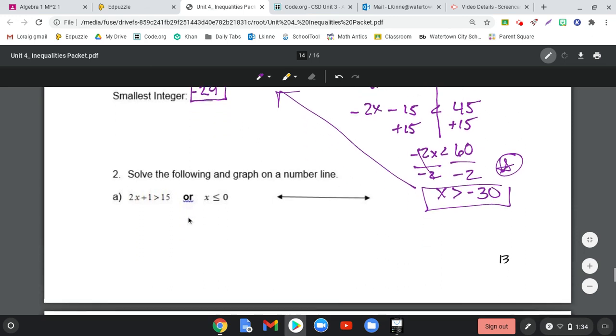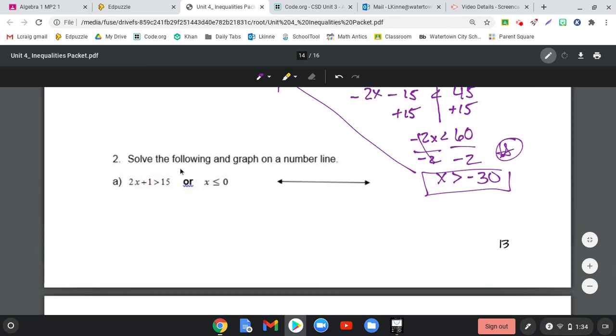All right. And the last one, solve the following and graph on a number line. It's a compound inequality. That's okay. This is not ready to graph yet, so we have to solve. We'll just subtract 1. 2x is greater than 14. Divide by 2. We don't have to change anything. So x is greater than 7, or x is less than or equal to 0, one or the other.